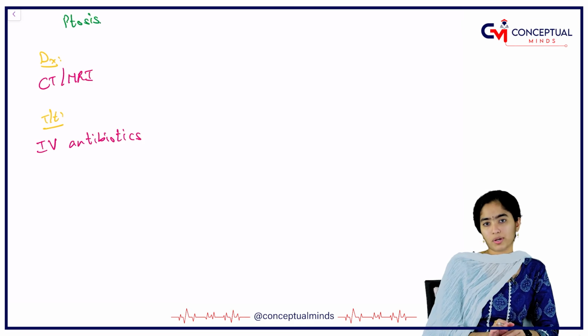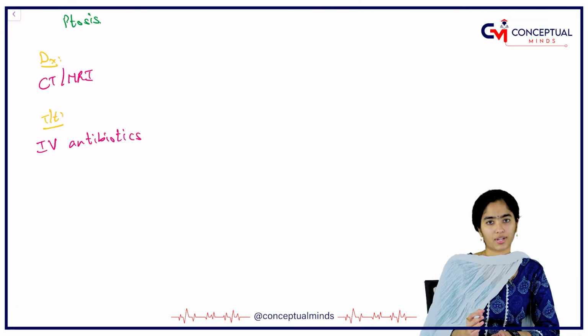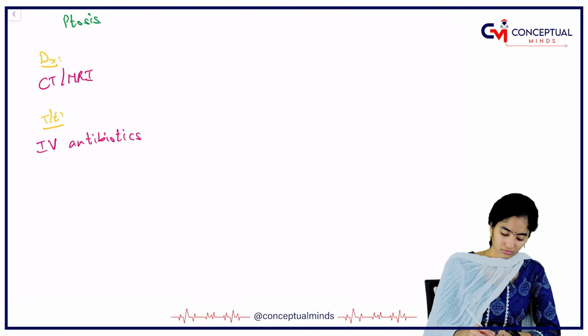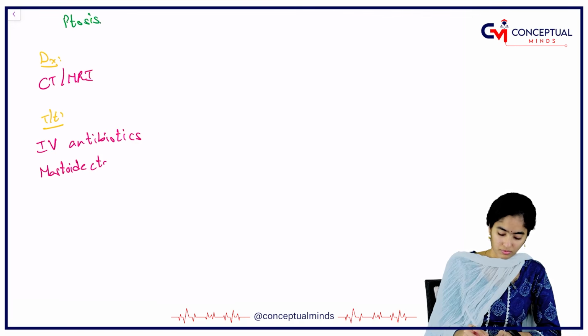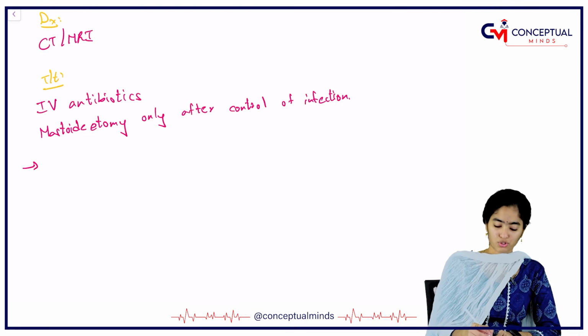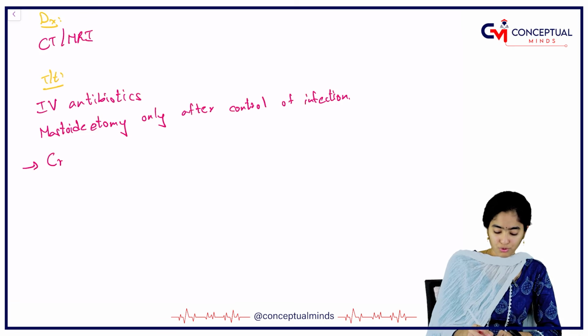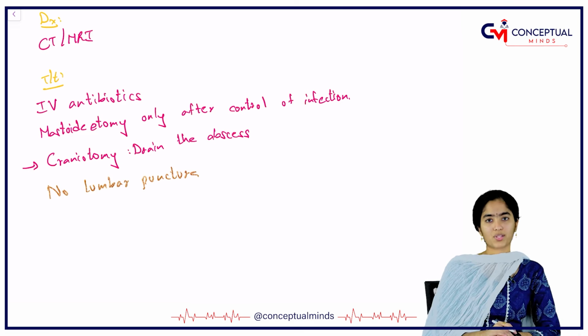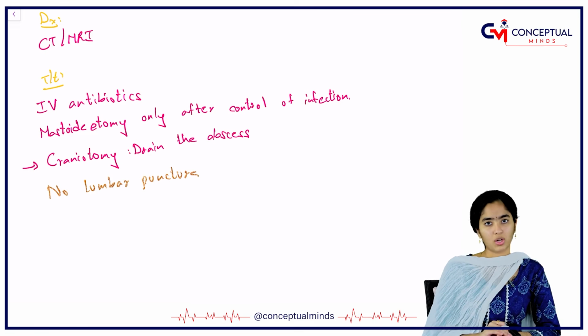And please remember, lumbar puncture is not done in these cases because it can cause herniation of the cerebellar tonsils. There is high pressure already and it is in an infective condition, so please avoid doing lumbar puncture. See, mastoidectomy is done only after a control of infection. So sometimes if the situation is serious, we will have to do a craniotomy and drain the abscess. And follow-up is required to look for any other intracranial complications.